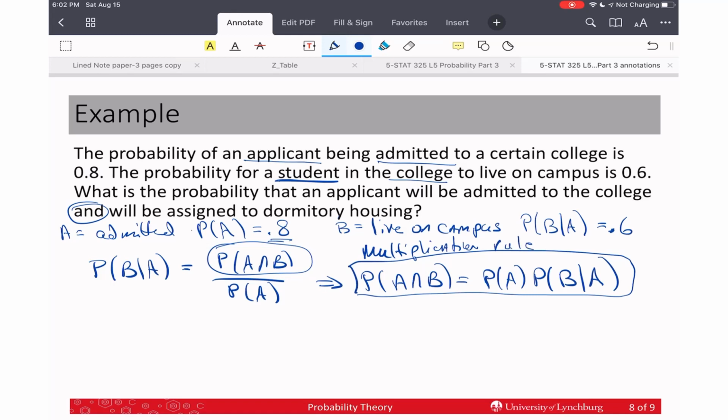And when you have a table, you don't have to use it. Okay, so now I can plug in. I've got 0.8 times 0.6 equals 0.48. So that is the probability that they are both admitted and assigned a dormitory, or living on campus.